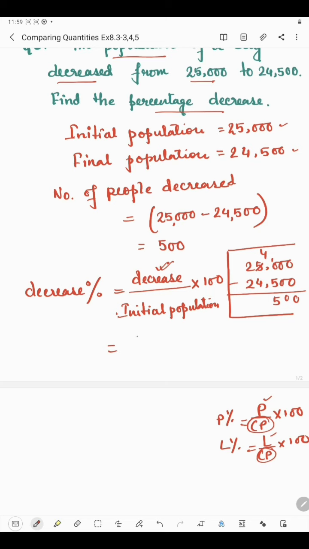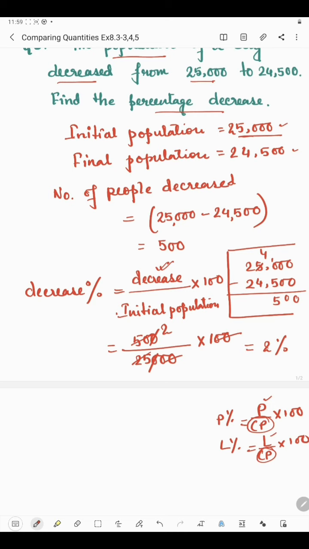Now how much is decreased? It's 500, and the initial population was 25,000, multiplied by 100. 20 will be cancelled, 0 will be cancelled, 25 ones are 25, 25 twos are 50. So it's 2%. The percentage decrease will be 2%.